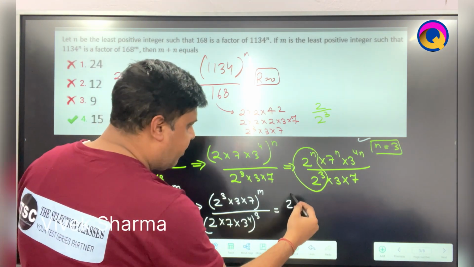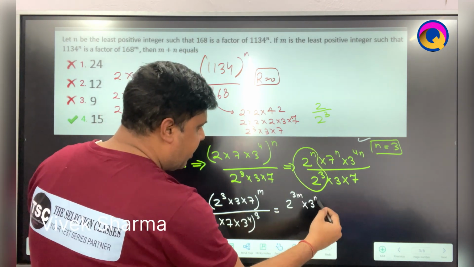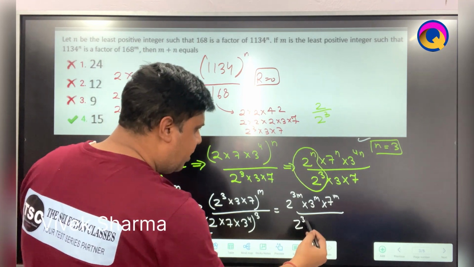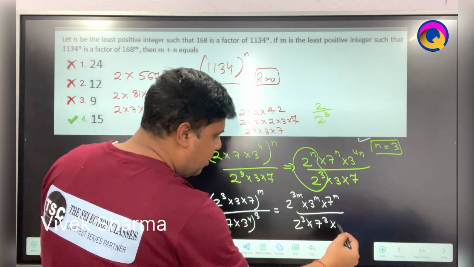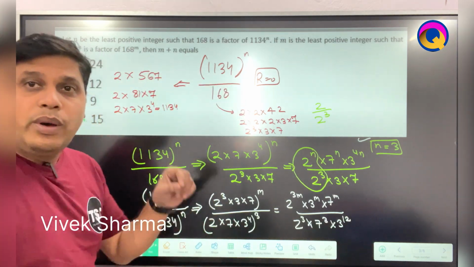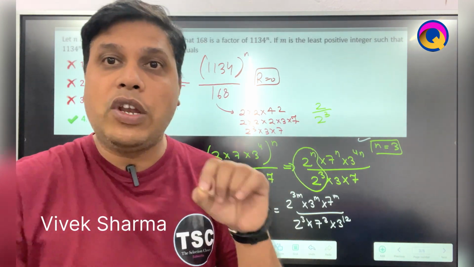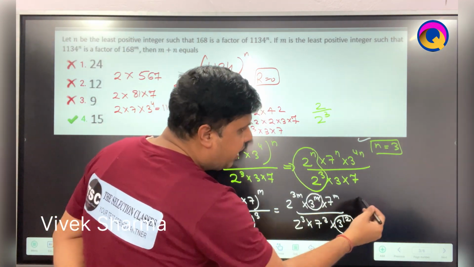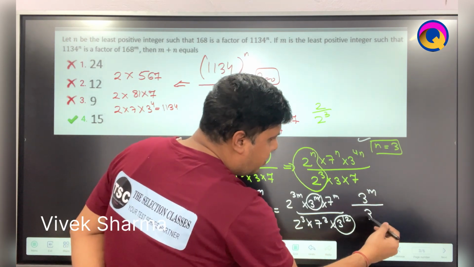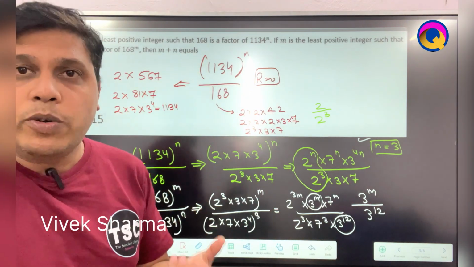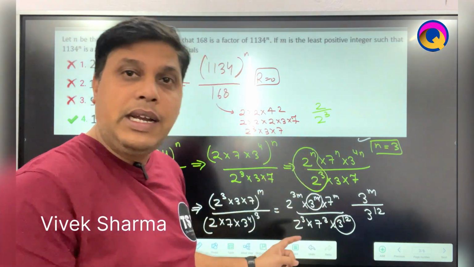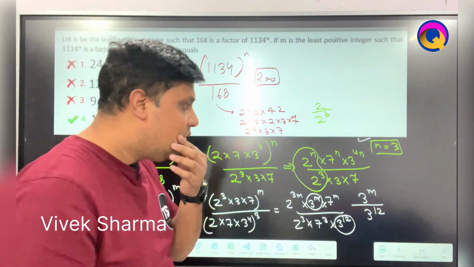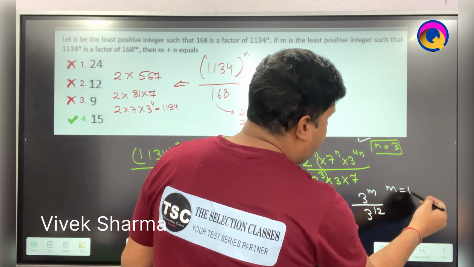So here it is 2 power 3m into 3 power m into 7 power m divided by 2 power 3 into 7 power 3 into 3 power 12. So least value of m should be, here we have 3 power 12 and here we have 3 power m. So can you tell me what should be the least value of m? Of course it should be 12. Then only I can say this complete number is divisible by 1134 power n, right? So I can say least value of m should be 12.